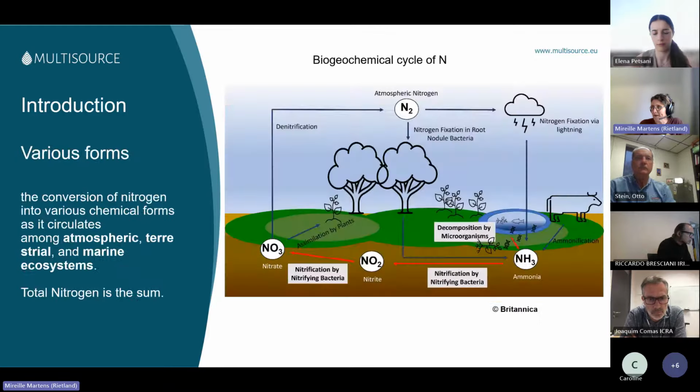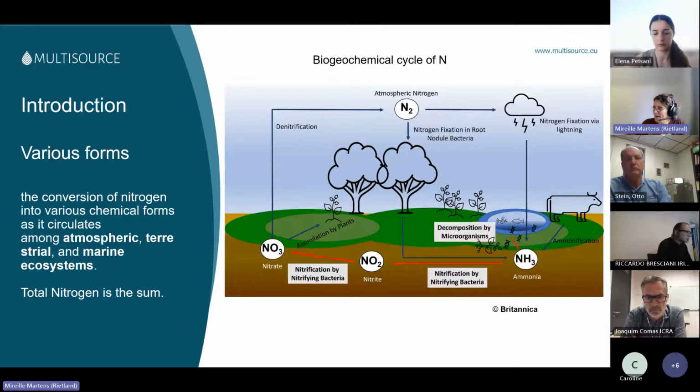Nitrogen is an interesting element in the biochemical cycle of nitrogen. You can see various forms of nitrogen. So depending on their environment, if it's in the atmosphere or in the marine ecosystem, they all have different forms, or the nitrogen has different forms. And the total we call the total nitrogen.